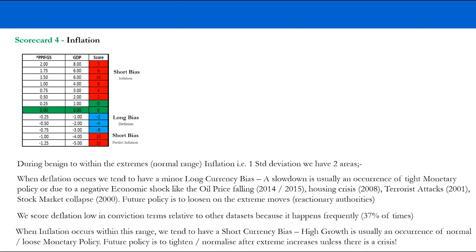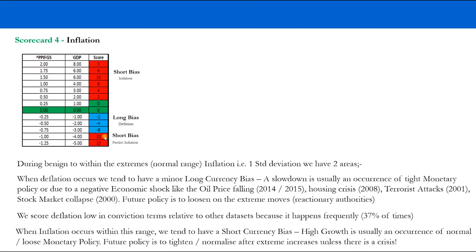If you filter in the spreadsheet for the negative values and correlate this, read across to GDP and the dates, you'll see that there's a lot of data points that correspond to these time periods. And future policy is to loosen on the extreme moves. So reactionary authorities, the Fed reacting to large amounts of deflation.